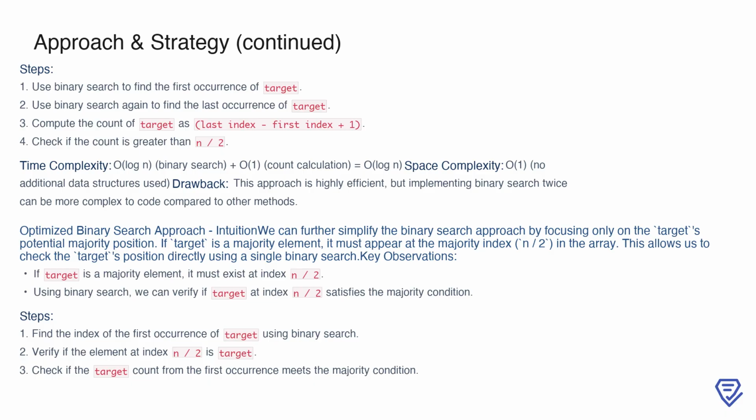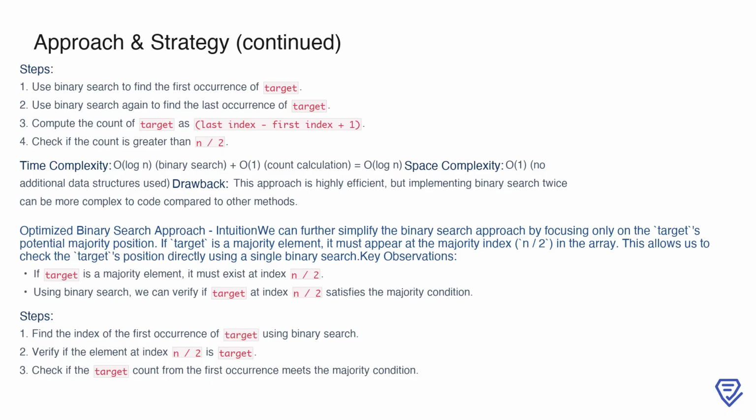The final step is to check if this count exceeds half the length of the array, n/2. The efficiency of this method comes from the fact that binary search operates in logarithmic time, so finding the first and last occurrences of the target is significantly faster than traversing the entire array. While this approach is highly efficient, it does have a drawback. Implementing binary search twice can make the code more complex compared to simpler methods.